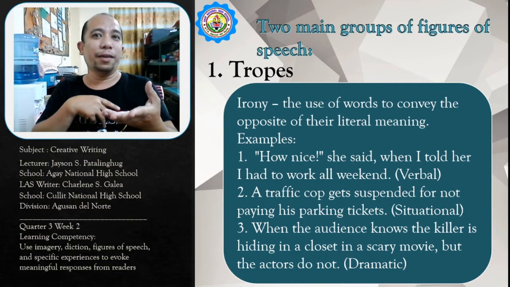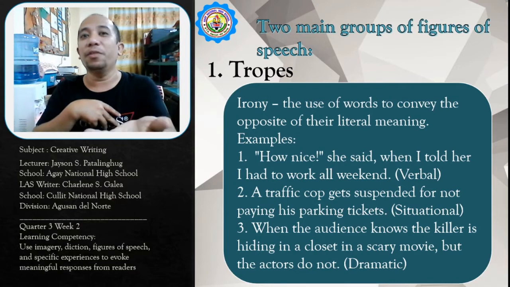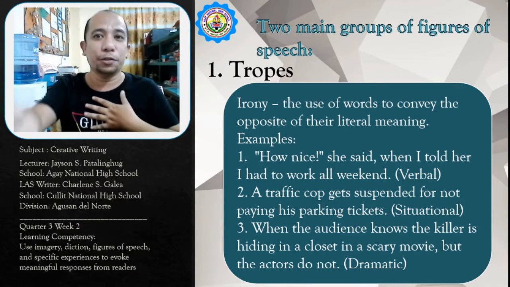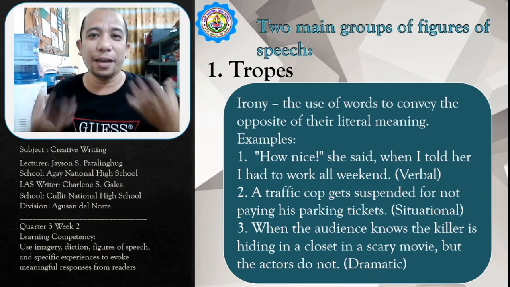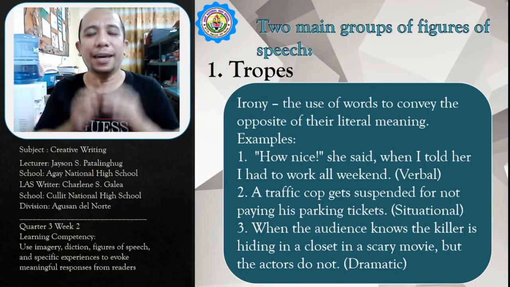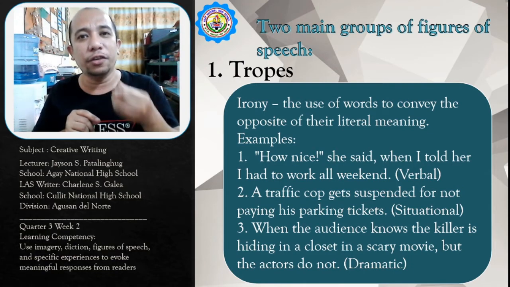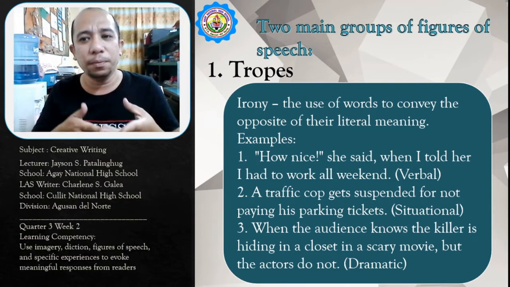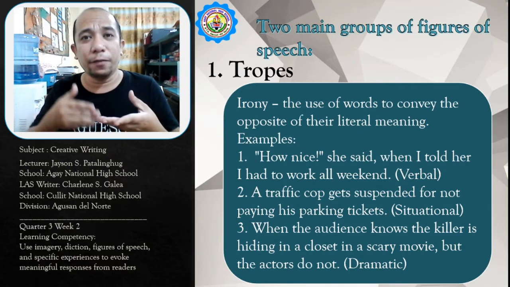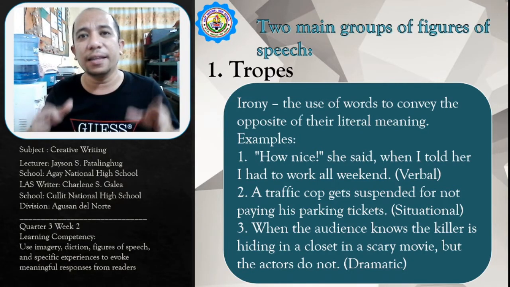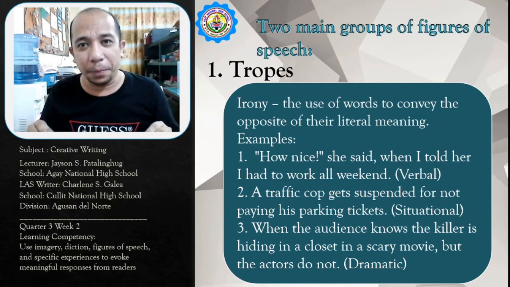Suppose you're thinking that the actor should know, but no, they don't know. So it's opposite to you. The actor doesn't know. Okay, so that's what we call irony. Again, it's very easy to spot an irony. Always look into the situation. If the meaning is opposite to what is being said, that is irony.